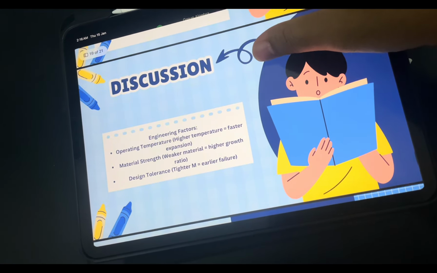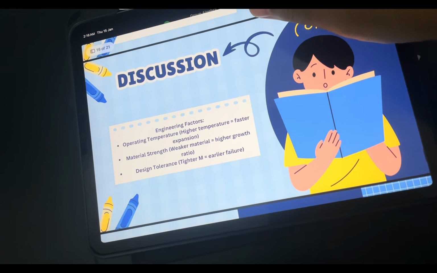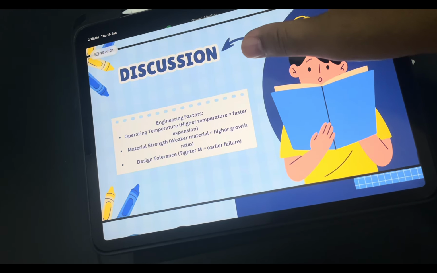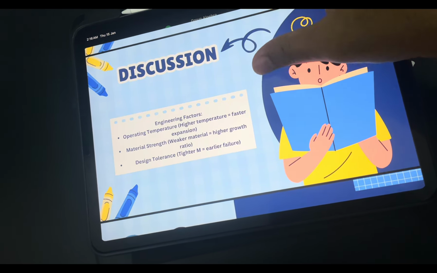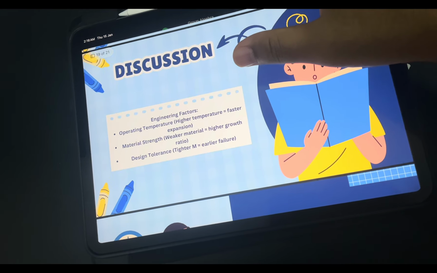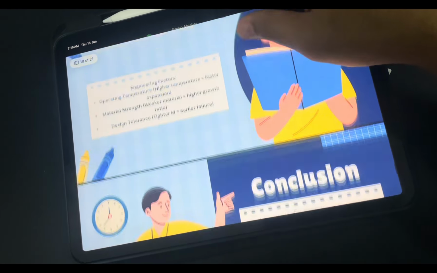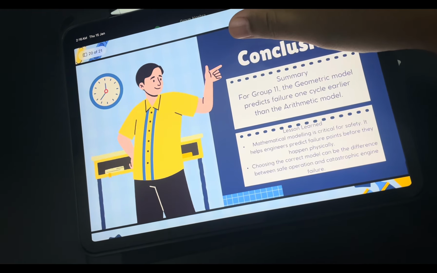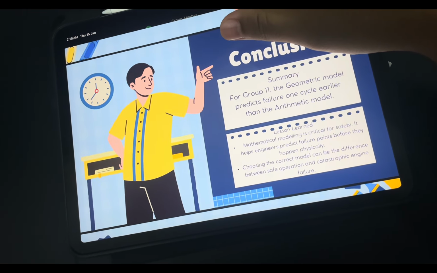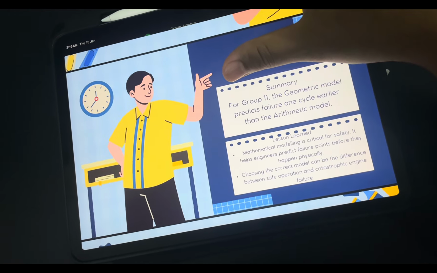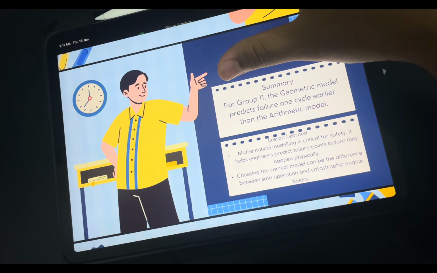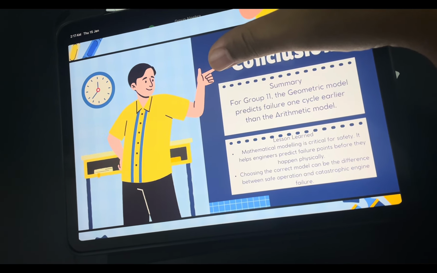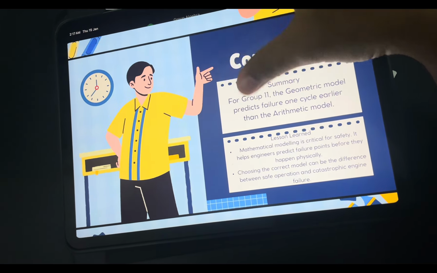For the discussion, engineering factors: operating temperature, higher temperature means faster expansion; material strength, weaker material means a higher growth ratio; design tolerance, tighter means earlier failure. For the conclusion, lessons learned: mathematical modeling is critical for safety. It helps engineers predict failure points before they happen physically. Choosing the correct model can be the difference between safe operation and catastrophic engine failure.